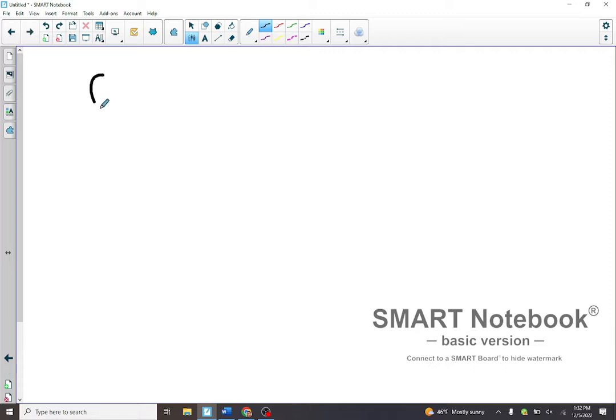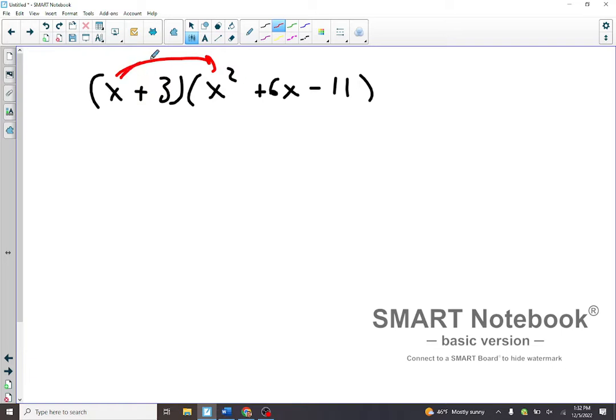Next one: x plus 3 times x squared plus 6x minus 11. In this one, we're multiplying. So when you're multiplying, guys in the back, stop talking. When we're multiplying, you distribute to everything. So x goes to x squared, x goes to 6x, x goes to negative 11. Also, 3 goes to x squared, 3 goes to 6x, 3 goes to negative 11.